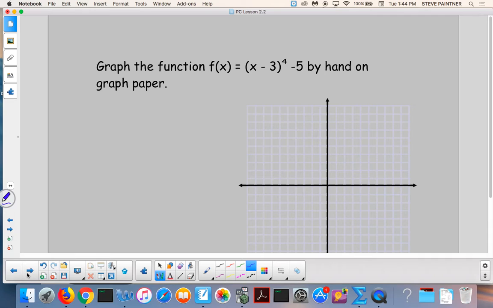Okay, this is a transformation problem. You've been doing these since the middle of chapter 1. Ready? What's the parent? X to the fourth. Not quadratic. Quartic. That's the parent. Okay, go. Should take you half a minute.